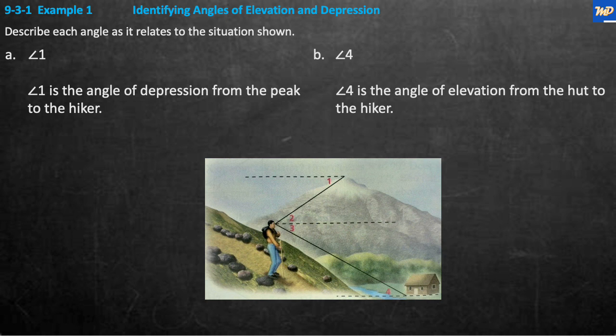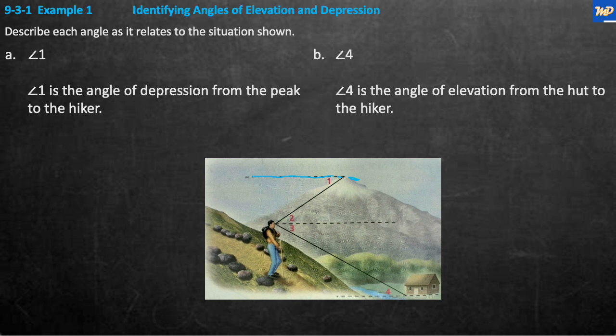Angle 1, we see it up at the peak, up here at the top of this mountain. Okay, so angle 1, the horizontal line is if you were standing on the peak of that mountain looking out. So that's the line going across the surface here. You see that? So angle 1 is the angle of depression from the peak. And that person, if the person standing there, is looking down at the hiker. So it's an angle of depression.